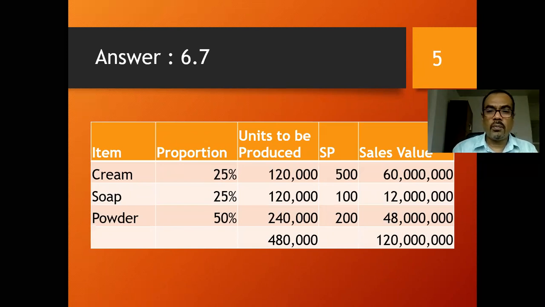Okay, how do we get the proportion of each product? So very simple. Here in the bundle, it says 1 unit of cream, 1 unit of soap, 2 units of powder, altogether 4 units. 1 out of 4 is 25%. Second one, 2 out of 4.